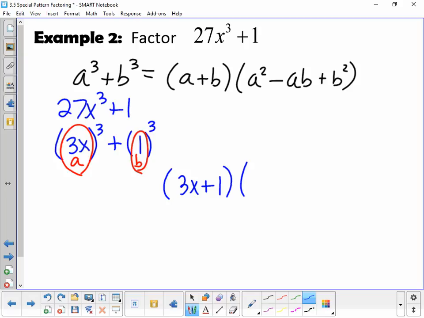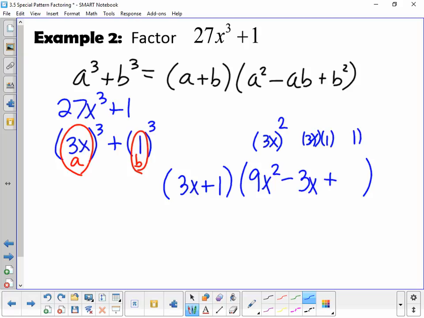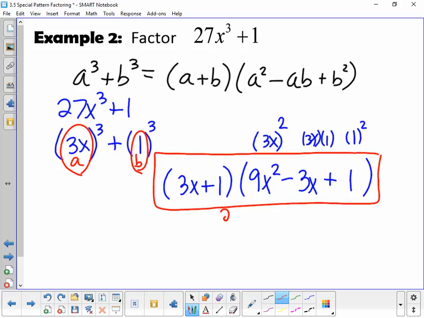And now I need to have A, that's a 3x, and I need to square it. So please note that the 3 is part of A, and so it also gets raised to the second power. This will be a 9x squared. And now I'm subtracting, and I want to take A and multiply it by B. That's a 3x times a 1, so just 3x. And then finally, our last term is to take our B value and square it. Well, 1 squared is 1. So this is our complete factorization of 27x to the third plus 1.